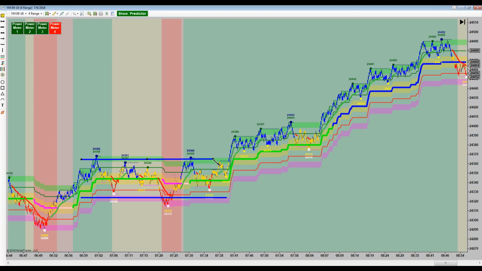Now, in the case of a range where you're sideways to up, you are not trading both sides. You are buying support on pullbacks. Here's a buy right here. Here's another buy right here. Here's another buy right here.